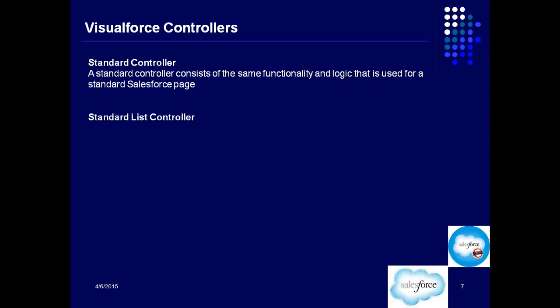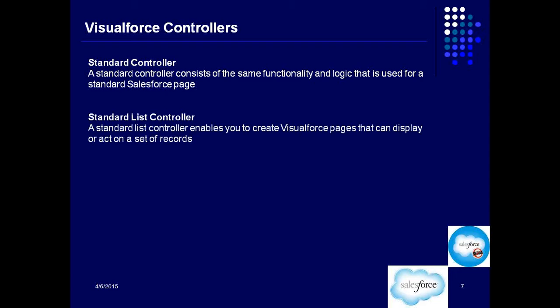There's another controller which is called the standard list controller. This is also similar to a standard controller. The difference is standard controller is used for one record. Standard list controller is used for multiple records. A standard list controller enables you to create Visualforce pages that can display or act on a set of records. But the same logic applies. We don't write the program, we don't write the set of instructions, we just use the existing controllers. Got it? So out of four we have seen two controllers, standard and standard list.